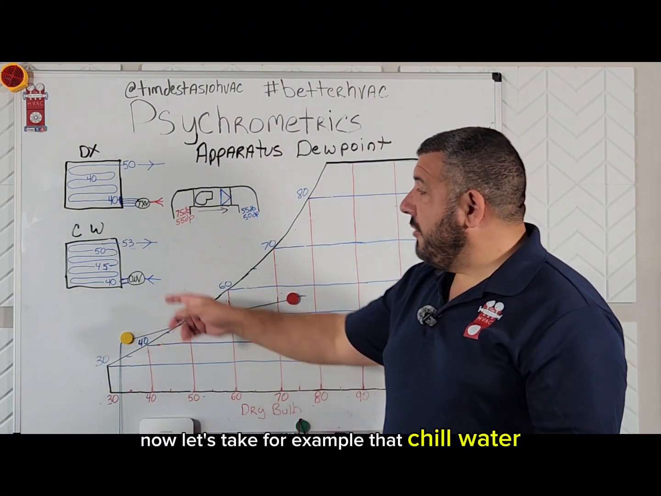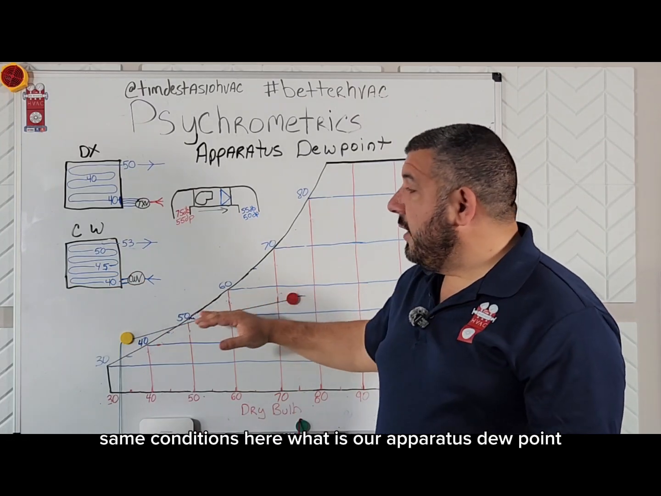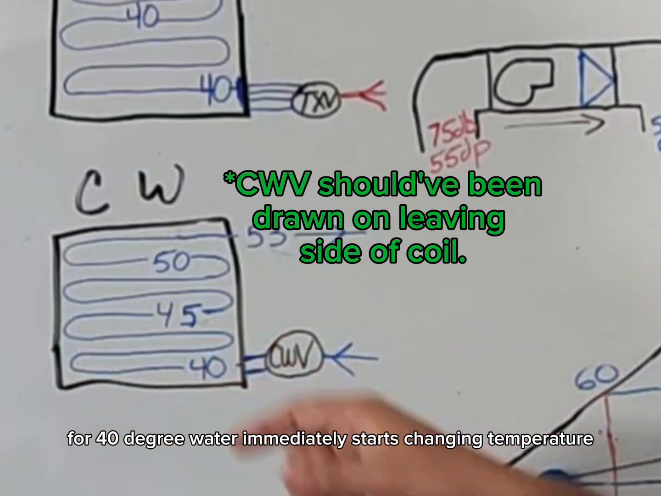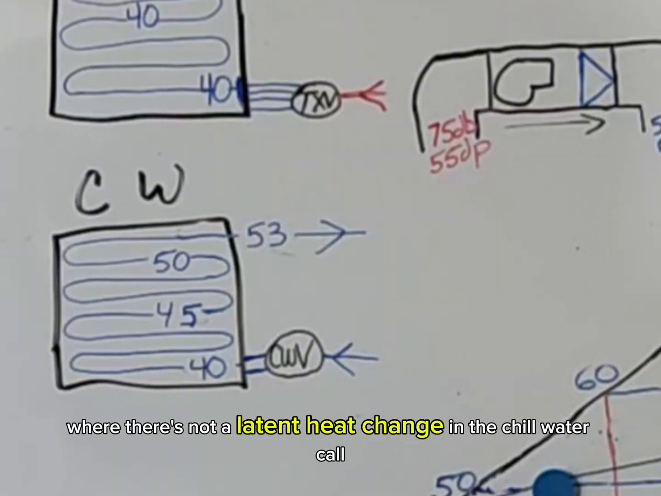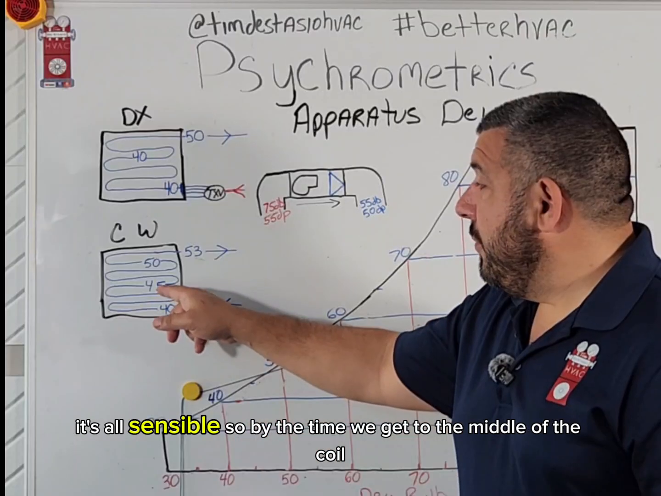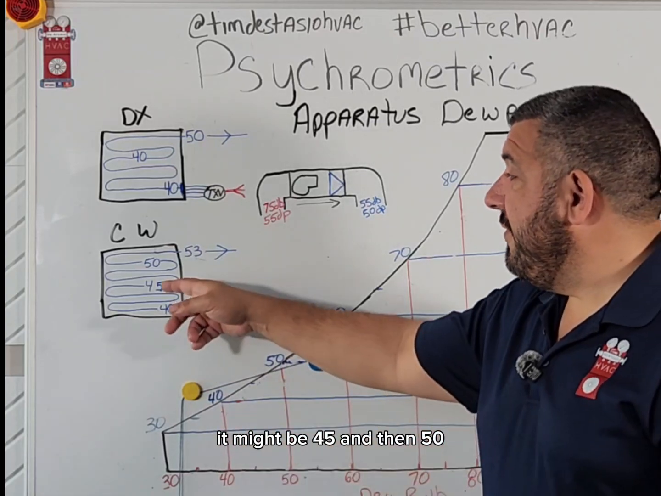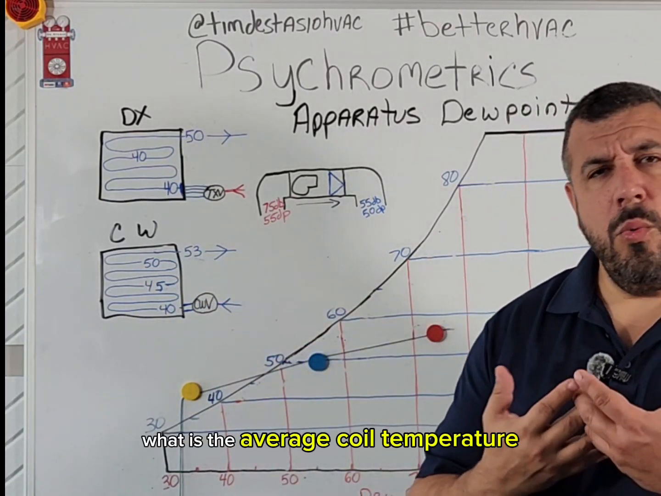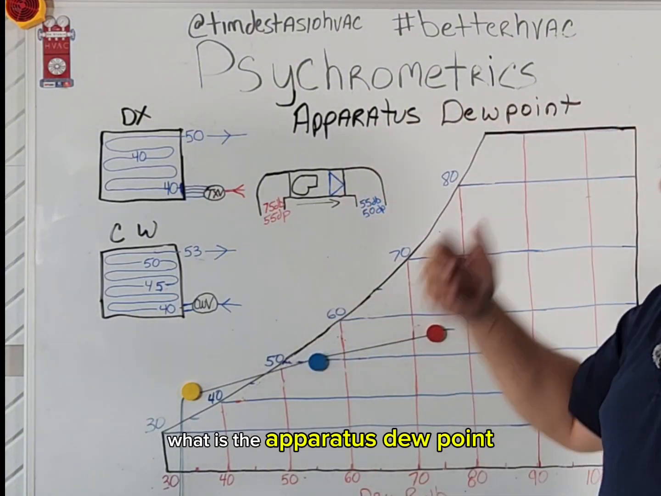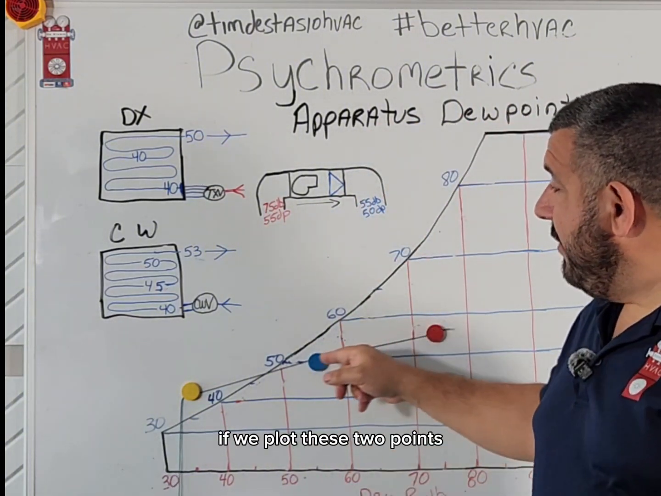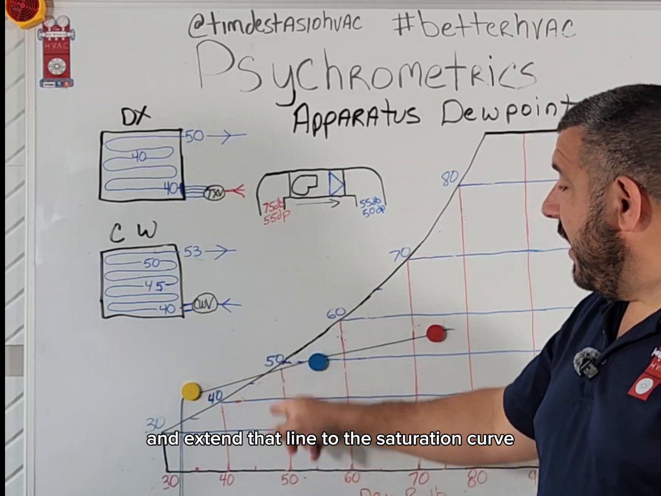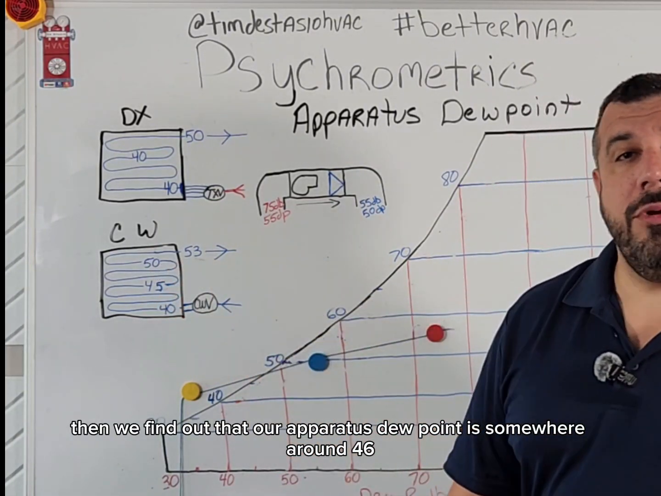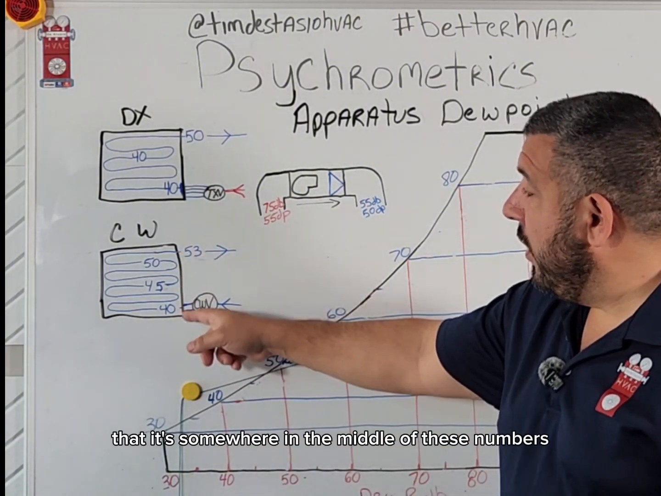Now let's take, for example, that chill water. Same conditions here. What is our apparatus dew point? Our 40-degree water immediately starts changing temperature. There's not a latent heat change in the chill water coil, it's all sensible. So by the time we get to the middle of the coil, it might be 45 and then 50, and by the time it leaves the coil, it might be as high as 53. Well, what is the average coil temperature? What is the apparatus dew point? Well, again, if we plot these two points and extend that line to the saturation curve, then we find out that our apparatus dew point is somewhere around 46 degrees, and that makes sense that it's somewhere in the middle of these numbers.